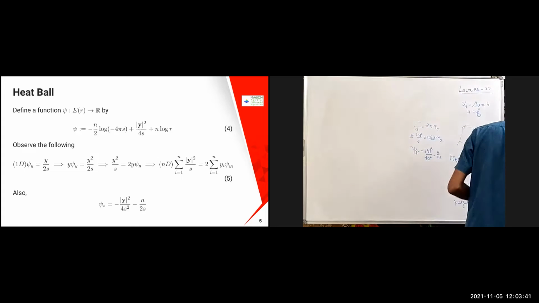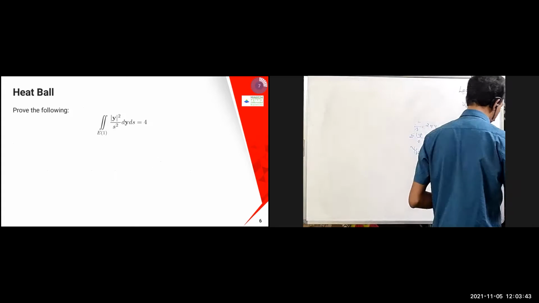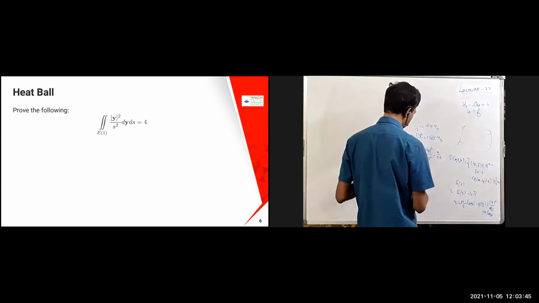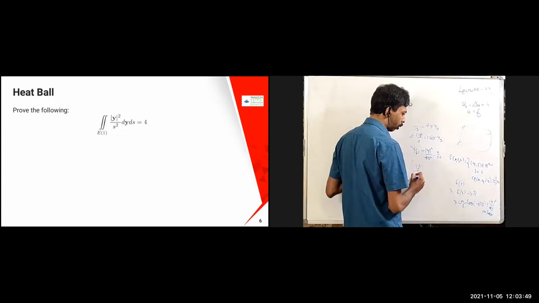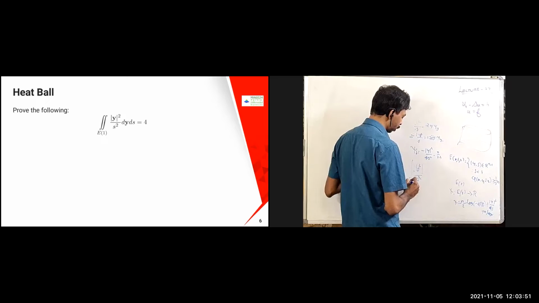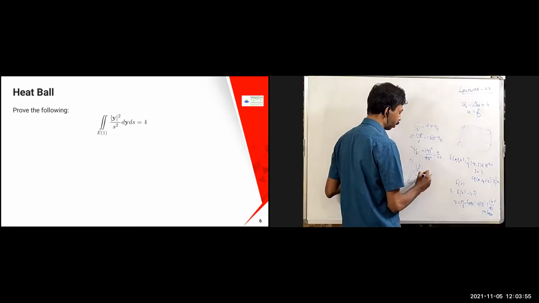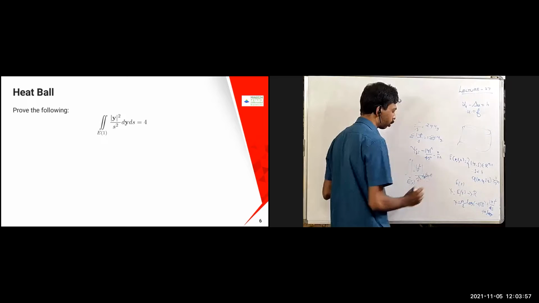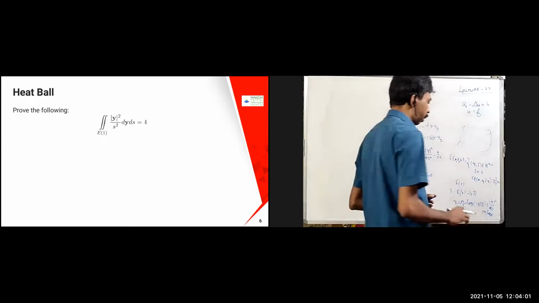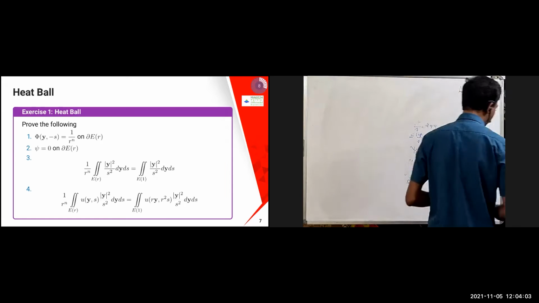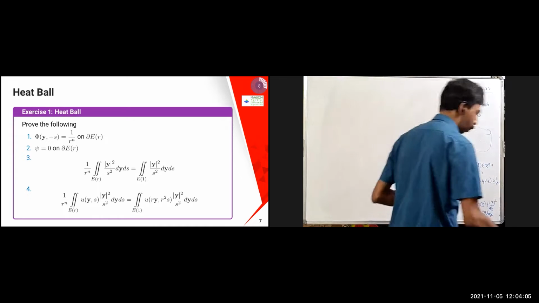Now what we are going to do is that this problem I have given as an exercise, means the proof is given, but I asked you to go through that. So this is over E(r), it's going to be 4 dy ds. So this also we have proved. The proof is given, I asked you to go through that. Then apart from that, I have given some exercise.